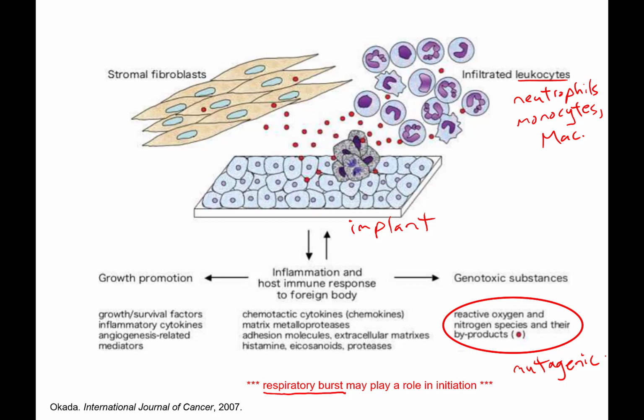Also during the foreign body response, we know we have the release of a lot of growth-promoting factors, a lot of growth factors that are stimulating proliferation of cells. And so that may potentially play a role. But here I want to focus on this respiratory burst because of the potential for mutagenicity.